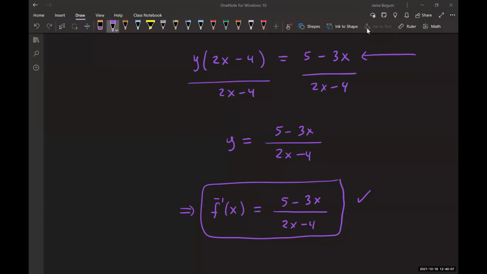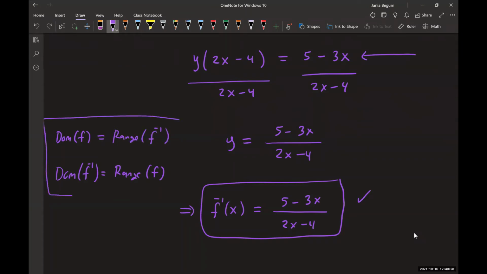Wouldn't the domain of the inverse be the range of the original function, and the same vice versa? Yeah. So this is the range of f, and the domain of f is equal to the range of the inverse. So make sure to know that property. It's very useful when it comes to finding domain and range and all of that cool stuff.